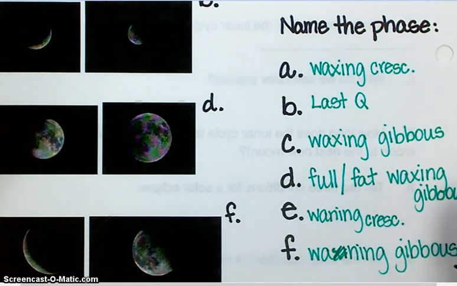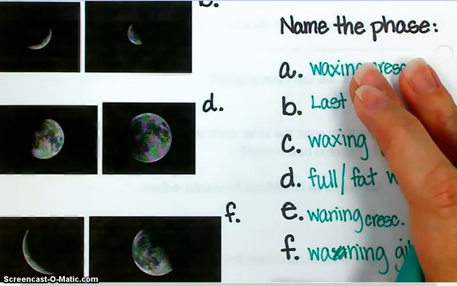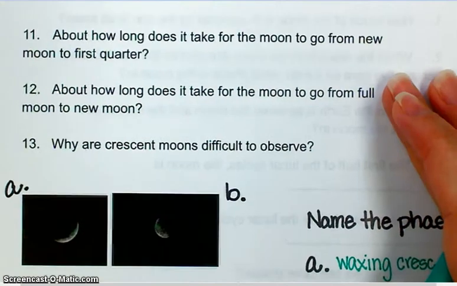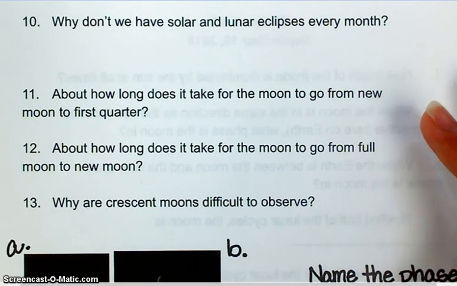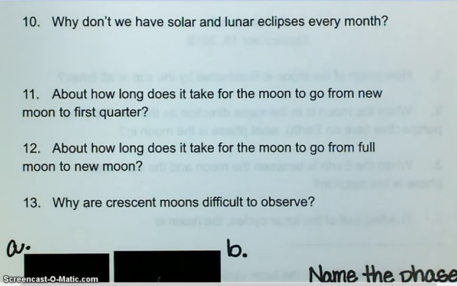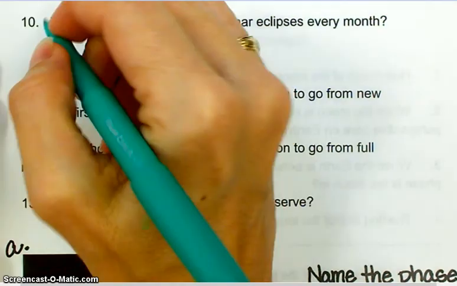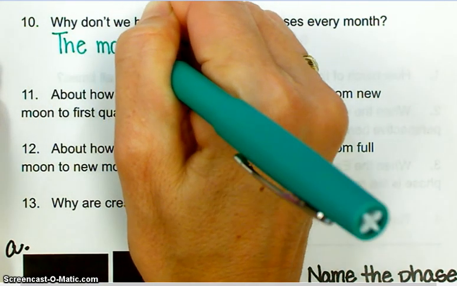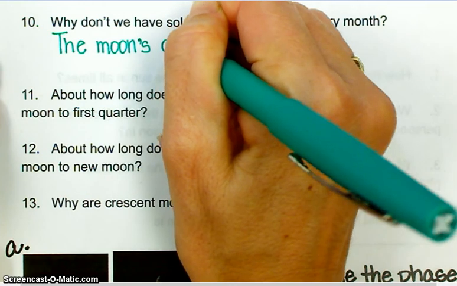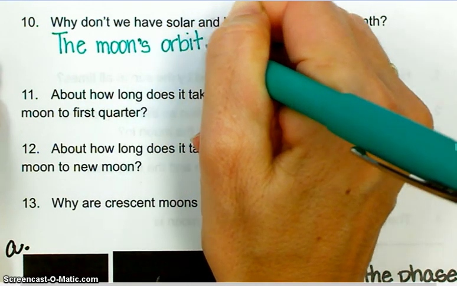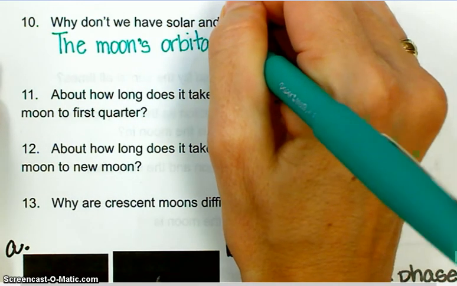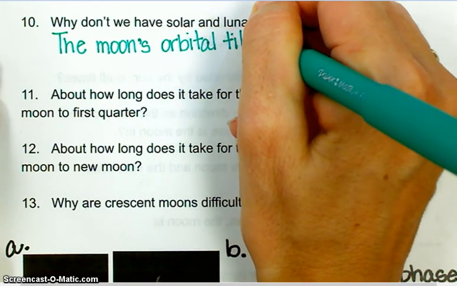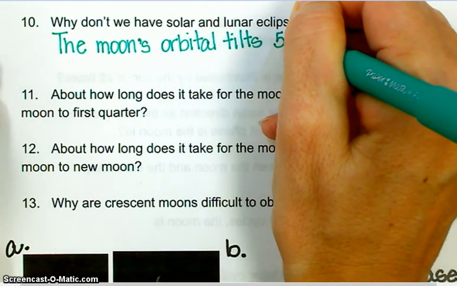Okay. Are we good on that one? Okay, there's a couple of other questions on here that we're going to answer together, just because I am a nice person. Number 10. Why don't we have solar and lunar eclipses every month? Because the tilt of the moon. No, the tilt. The moon's what? Rotation. Nope. The moon's orbital tilt. Remember, the moon's orbit tilts 5 degrees versus the Earth's orbit around the sun.